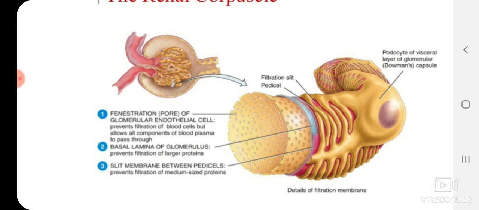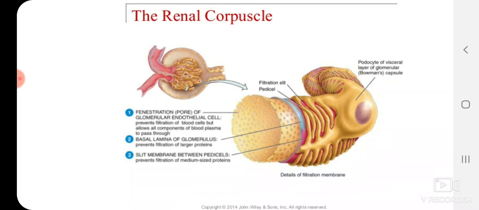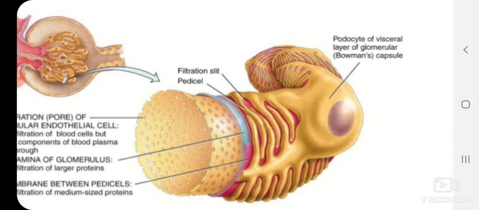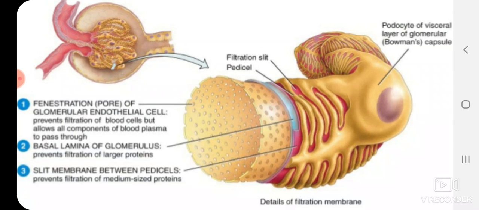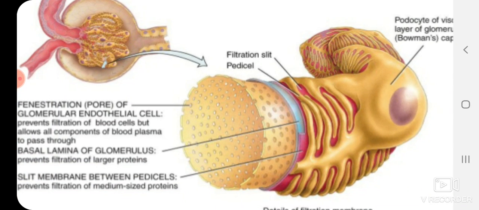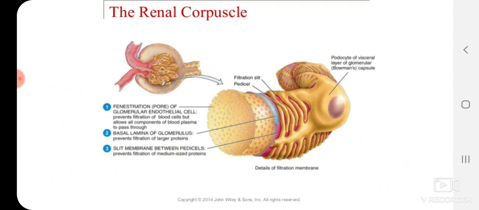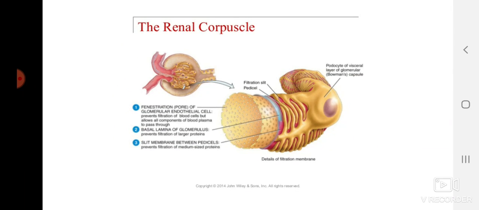into the slit membrane. This is the podocyte cell, podocyte of the visceral layer of the glomerular capsule. This is the pedicel. There is a slit between them. Those are the foot-like projections. This is the pedicel, and this is the filtrate slit. And between the filtrate slits, they have a slit membrane. So this is the diagrammatic representation of the renal capsule. This is the one layer we can clearly see.